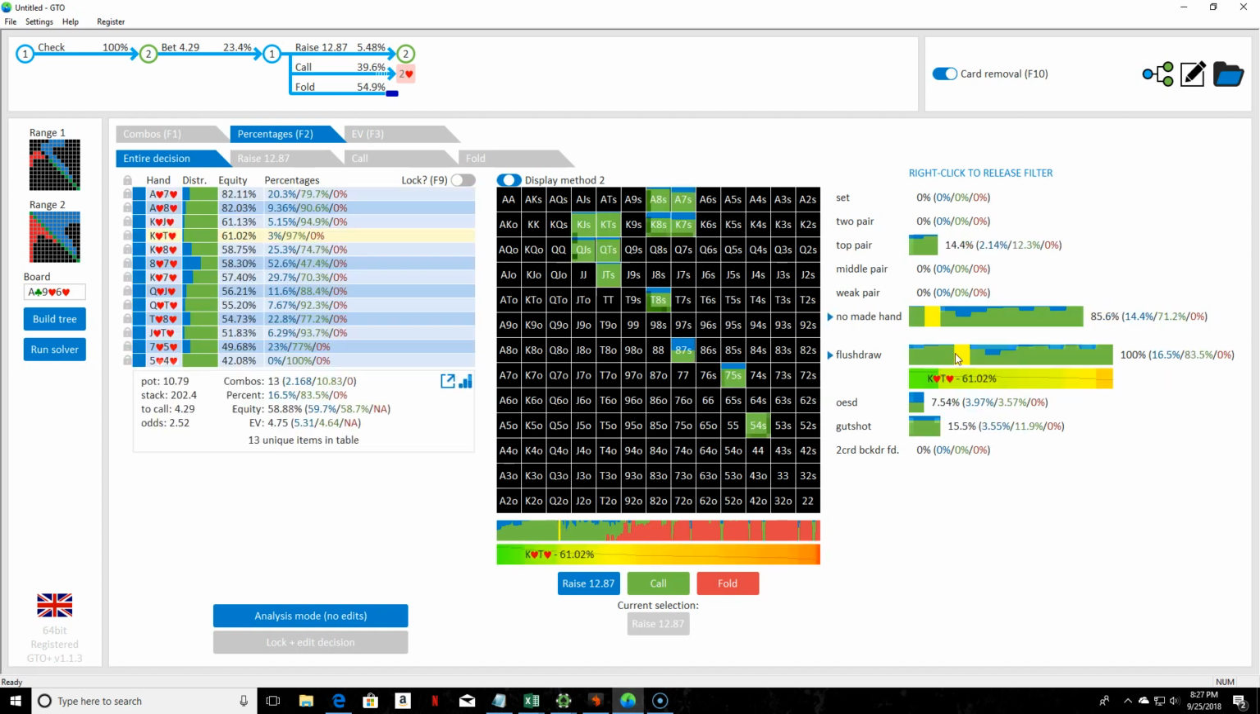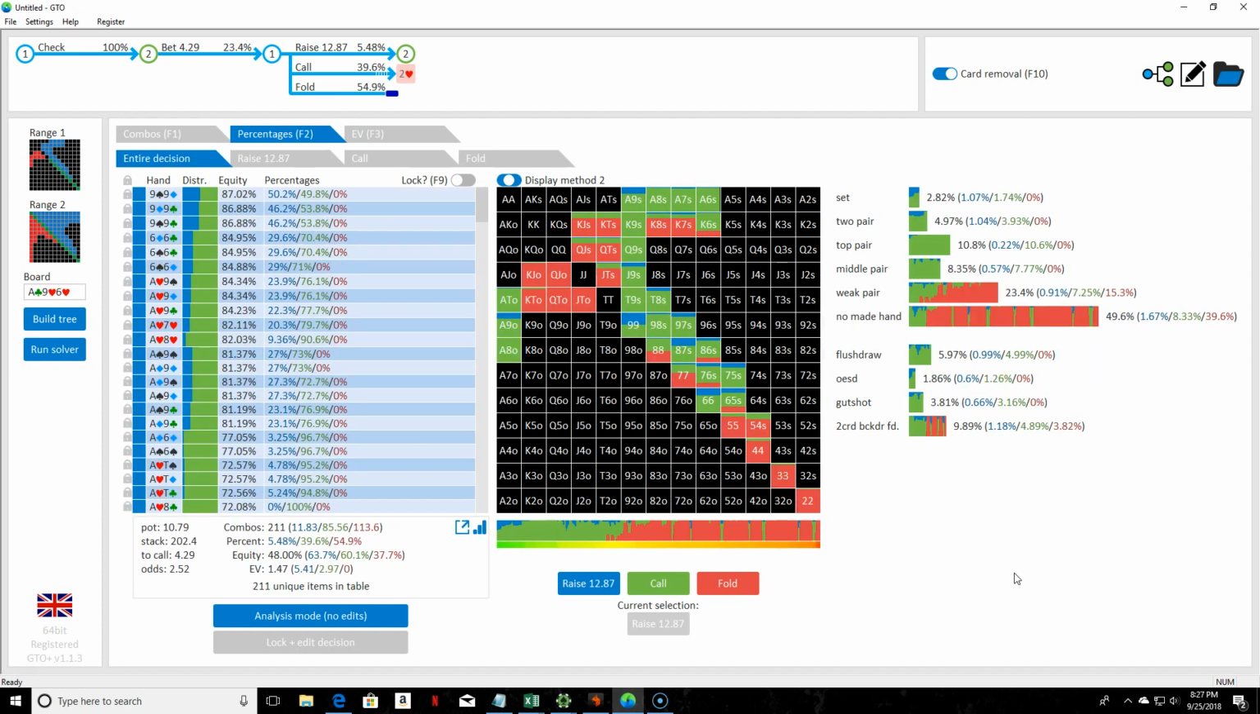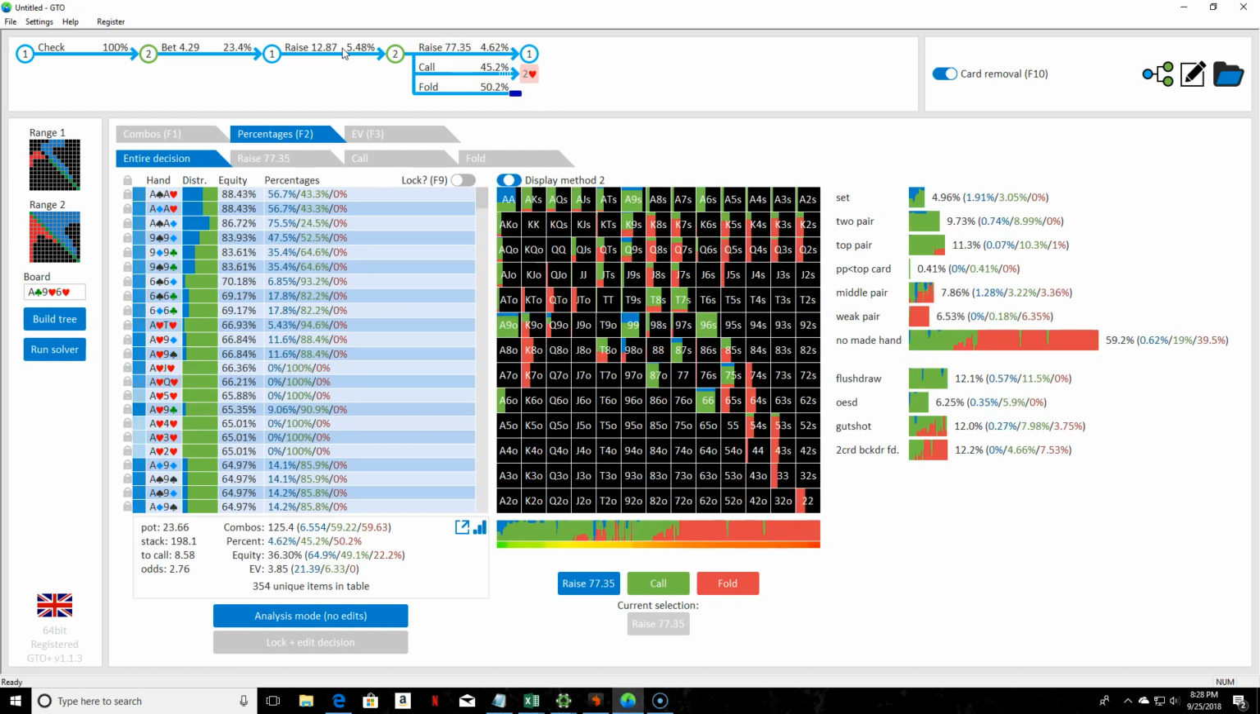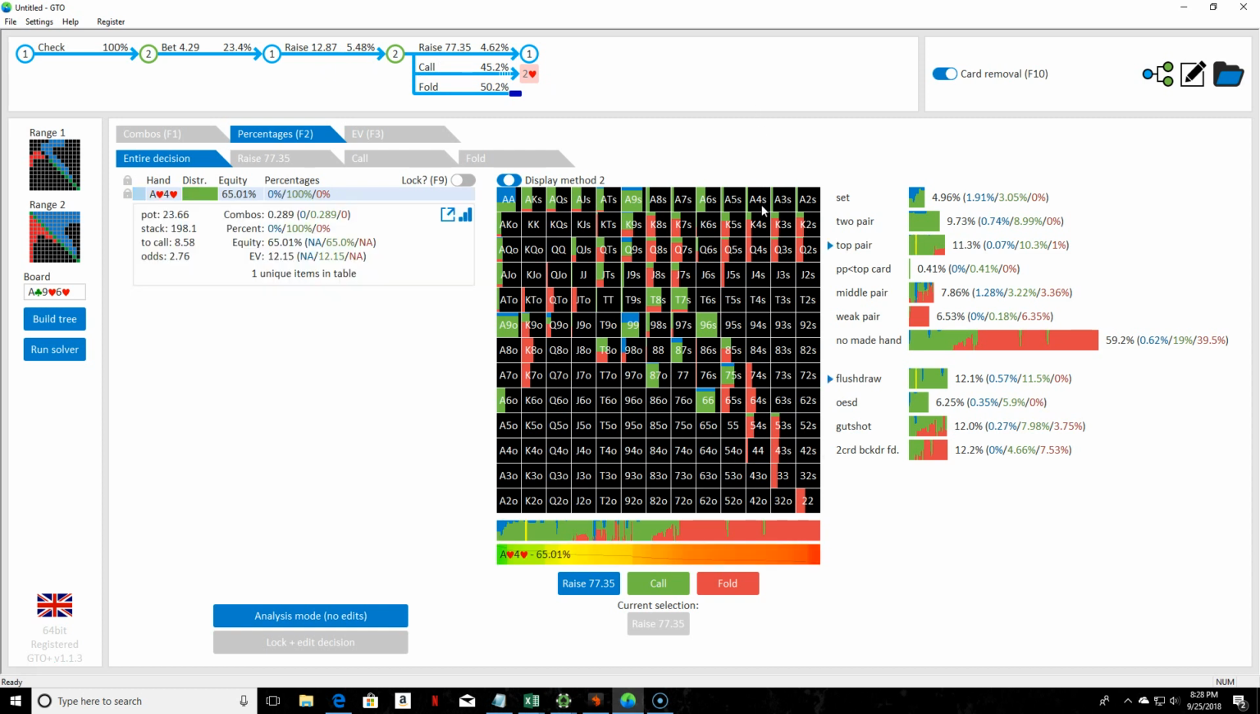So that is interesting. So they raise us, and now we have some options. We can raise or call. We can raise and shove all in, or we can call here. Now first, let's take a look at our ace-4 suited hand. So ace-4 suited, the optimal play here is to call, which is what we did.